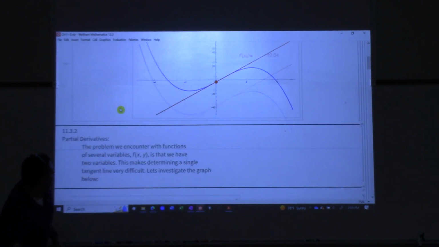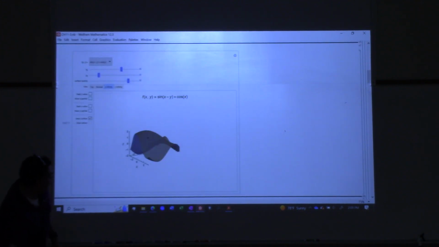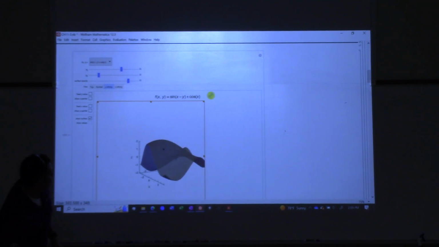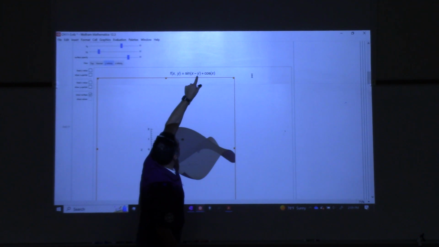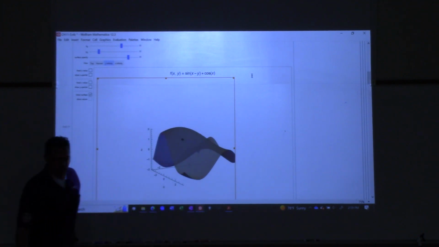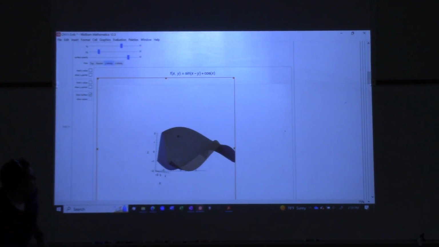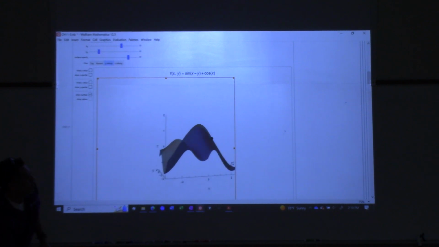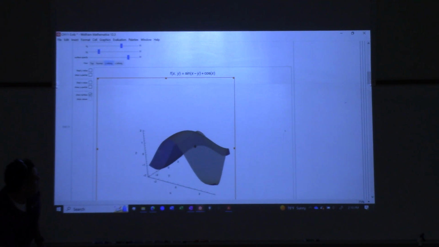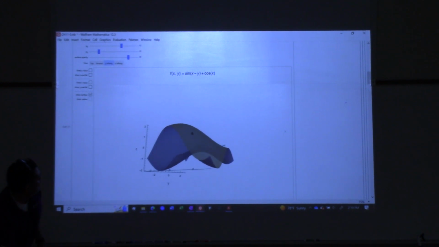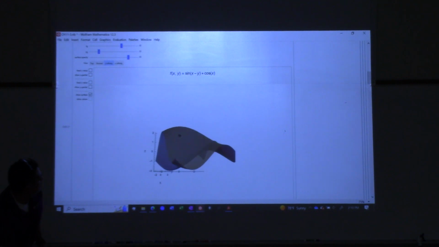Okay, but now, when we go into a function of more than one variable, like this one right here, this is the function, sine of x minus y plus cosine x. This is the graph of that surface right here. It's kind of a cool looking surface, right? And if I go to some point on that surface, man, I'm having trouble with this thing. It's not behaving the way I want it to. All right, you get the idea.